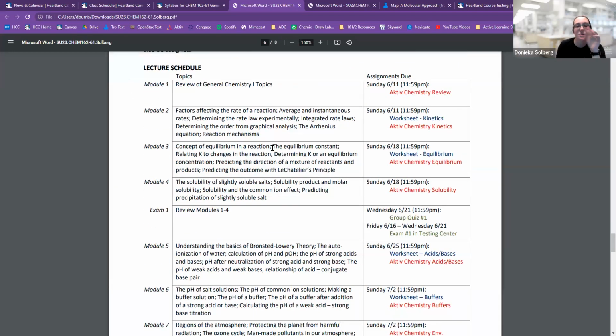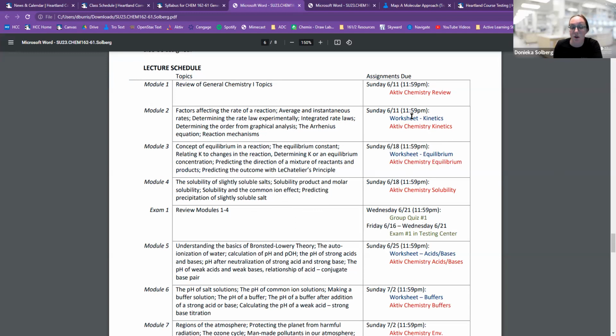Okay, so there are about 3 to 4, mostly 3 modules for each exam, except for the first one. And you need to get through these before you get to the testing window. So module 1 tells you everything you're going to do in the module, and then these are all of your assignment dates. The red ones are your active chemistry assignments. The blue ones are worksheets. For example, in module 1, you just have an active chemistry assignment. In module 2, you have a worksheet and an active chemistry assignment.